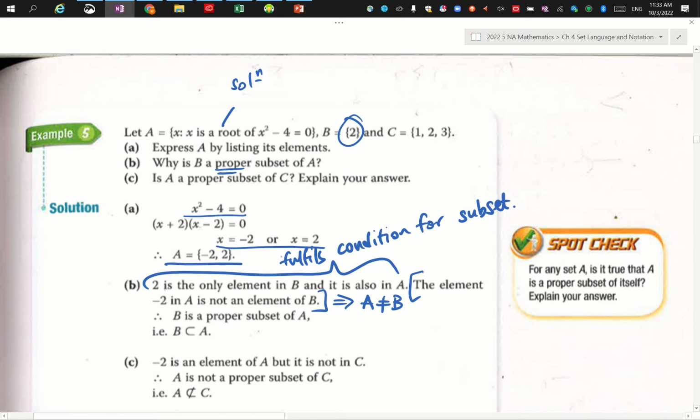Let it sink in. If everything inside B is inside A, it means that B is a subset of A. But the question is asking for proper. So we need to carry on to say that they are not equal. That is why we conclude that B is a proper subset of A. They are not equal.